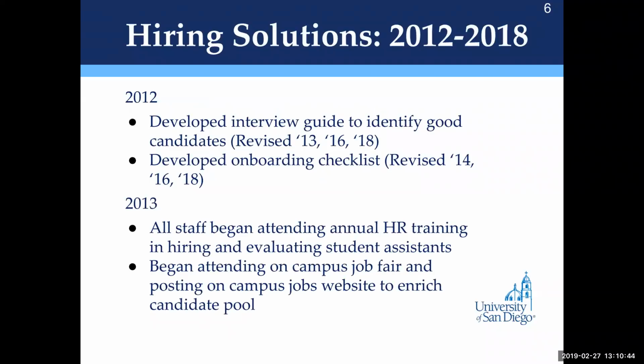And these are some of the solutions that we came up with. We're just going to go through this. In 2012, the first two things we did really was develop an interview guide to help us identify really good candidates. And we've revised that multiple times, in 2013, 2016, and 2018, and also developed an onboarding checklist and revised that multiple times. When you're talking about onboarding, it's not the same as training. If anyone's unfamiliar with that term, what we're talking about is those pre-employment processes and those things that students have to get done right after being hired. And yeah, definitely be willing to share those documents with you, no doubt.